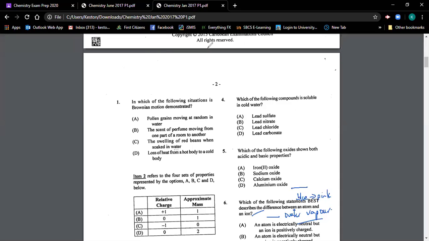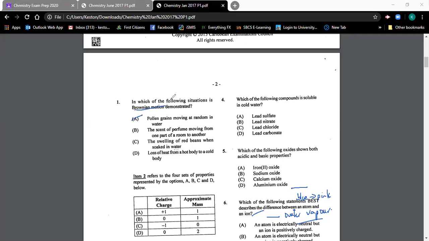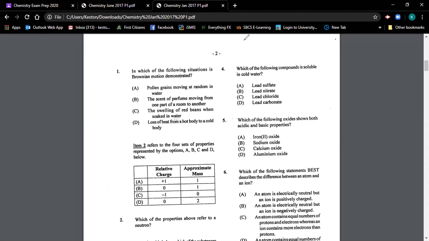In which of the following situations is Brownian motion demonstrated? Brownian motion. This is like with dust particles or something from a flower. Yes, A. Right, Brownian motion. You ever notice, in the evening when sunlight shines through your window, you see the little dust particles there. That random motion the dust particles make, that's Brownian motion. Or if you ever see pollen grains in water, though I think the dust particles would be a little more common.